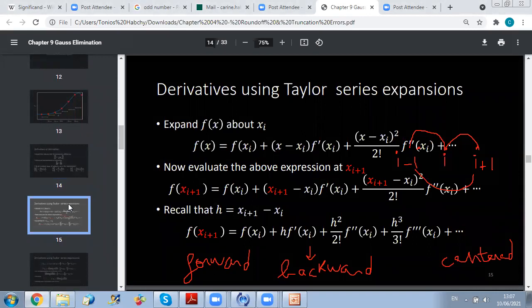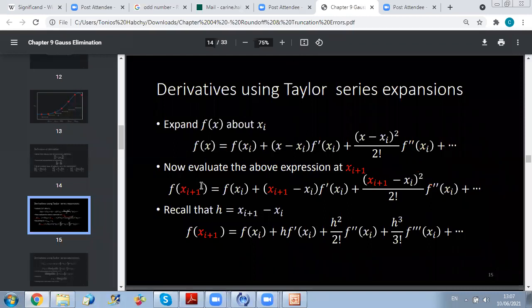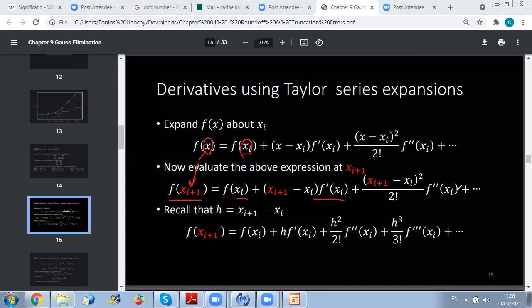So the idea is to start from Taylor series expansion. Let's say I want to use the forward method. If I want to use the forward method, I will try to expand f of x about xi, and then I will replace x by xi plus 1 to find the expression of f(xi+1) as a function of f(xi) and the derivatives. Okay, first, second, third, etc.